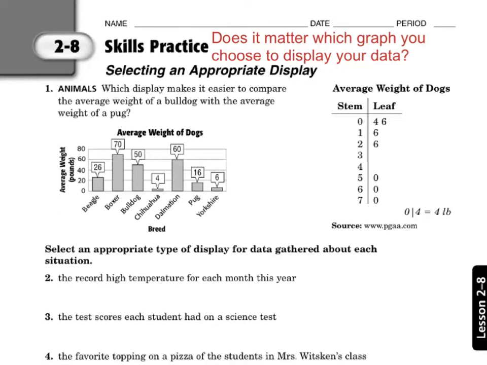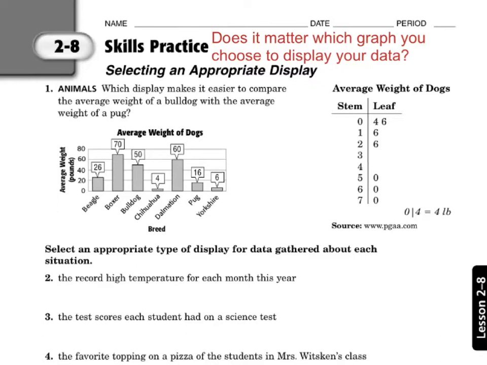Thank you very much. So 2.8 is about selecting an appropriate display, and the guiding question is, does it matter which graph you choose to display your data? We talked yesterday about how a line graph is best for showing what? You said how something changes over time. So as long as you're graphing time, you want to use a line graph. We're going to be deciding which kinds of graphs are best for certain things.